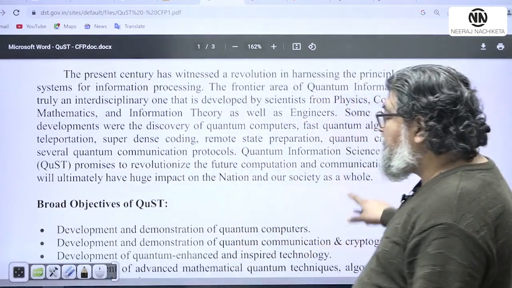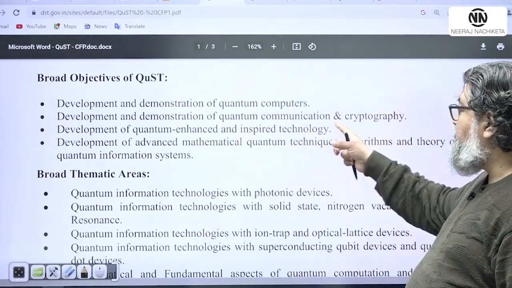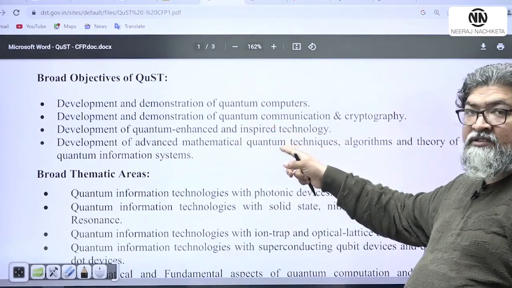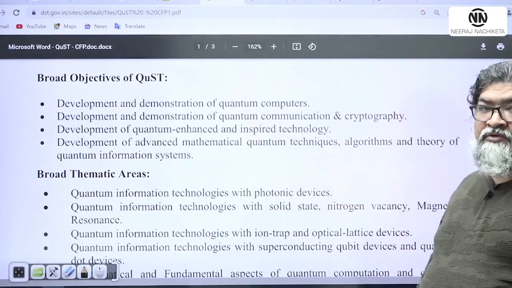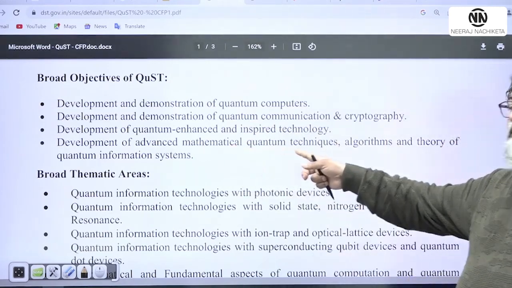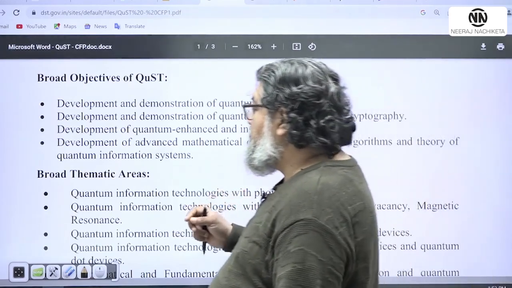And further it says to develop and demonstrate quantum computers, develop and demonstrate quantum communication and cryptography, development of quantum enhanced inspired technology, the technology which will work on quantum technology, then development of advanced mathematical quantum techniques, algorithm and theory, quantum information system there.